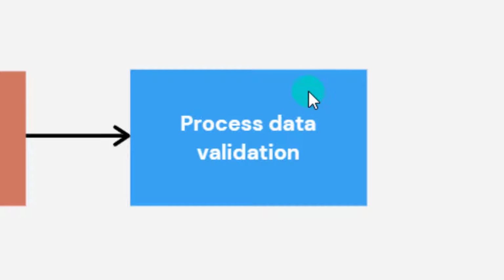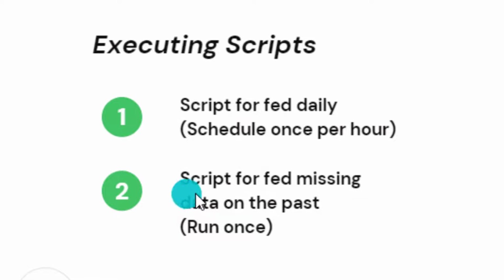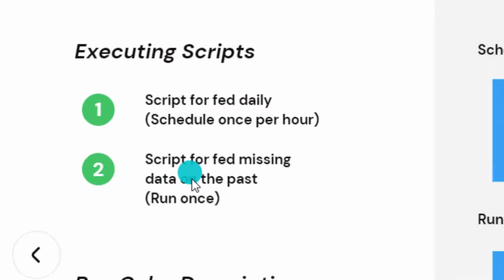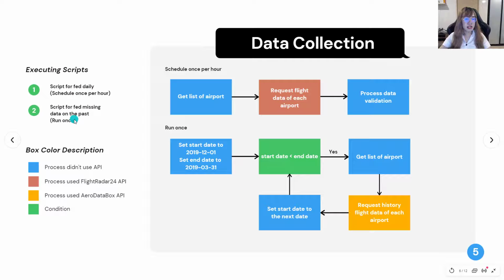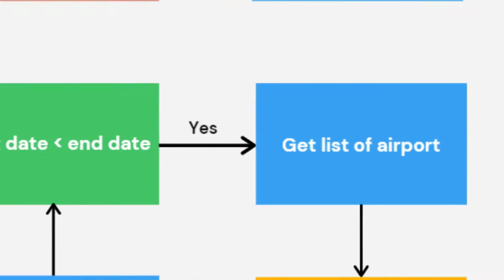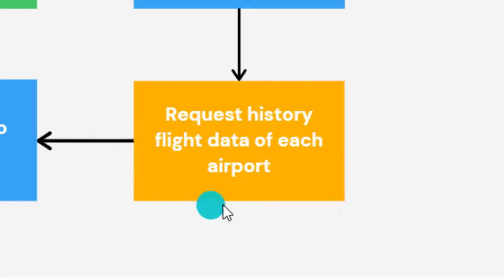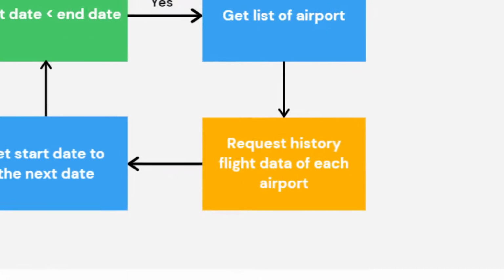status in our database. The next script is used to fetch our missing data, and this script will only run once. The script will get the data from 1st December to 31st March by getting a list of airports, and then requesting the flight history of that airport on the current loop date by using the Aero Data Box API.